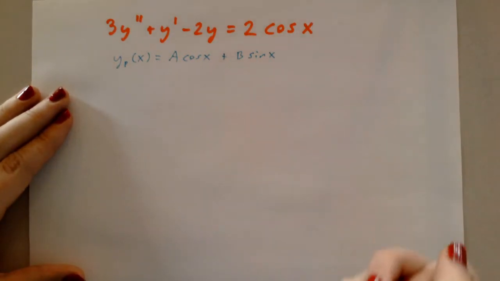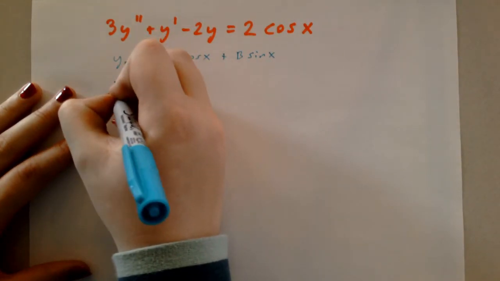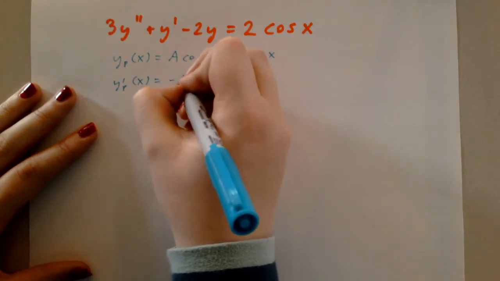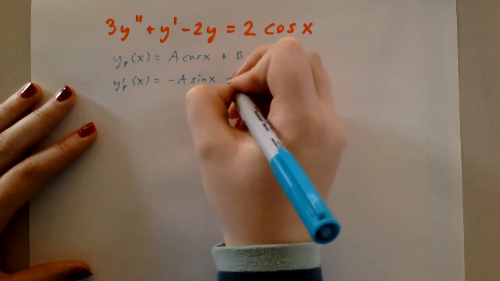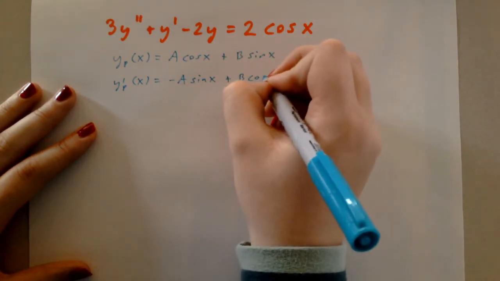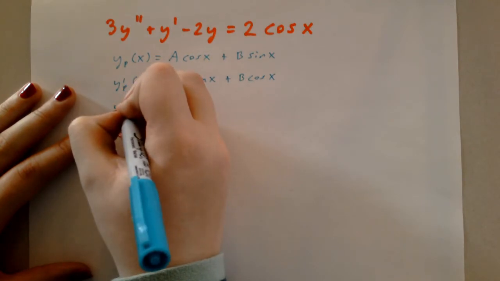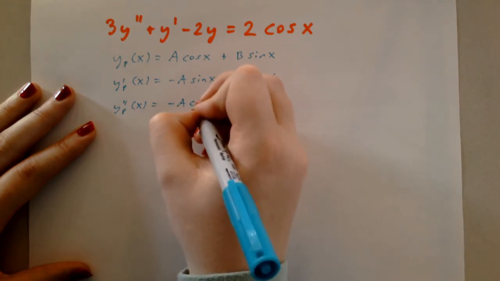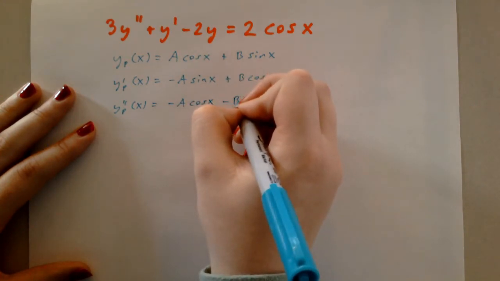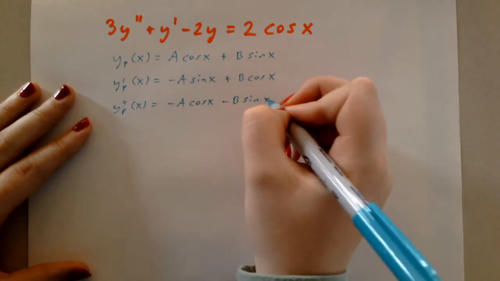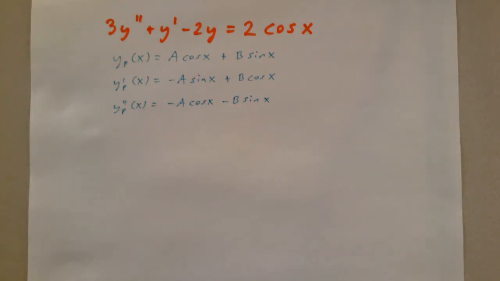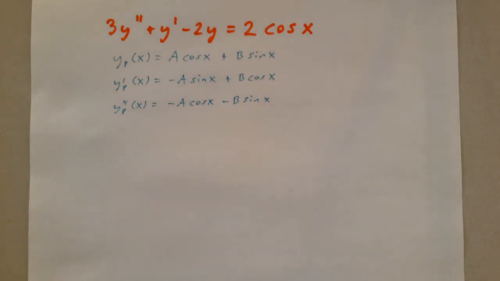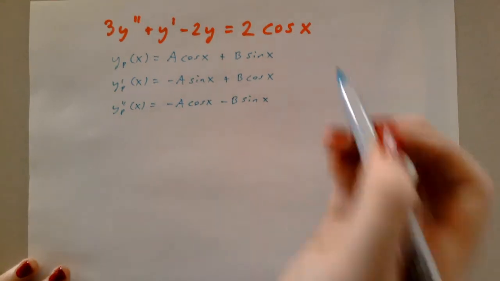Once again, we need all of our derivatives all the way up to second order, because that's what we have here, which gives us negative a sine of x plus b cosine of x, and our second derivative is going to be negative a cosine of x minus b sine of x. Just like before, we're going to plug this in where appropriate, and then make sure that we end up with 2 cosine x on this side.